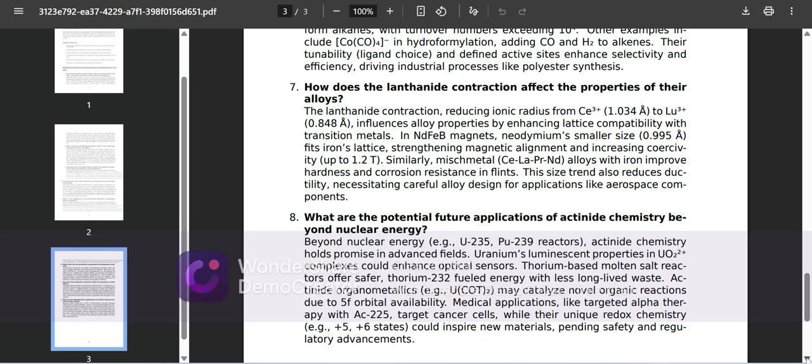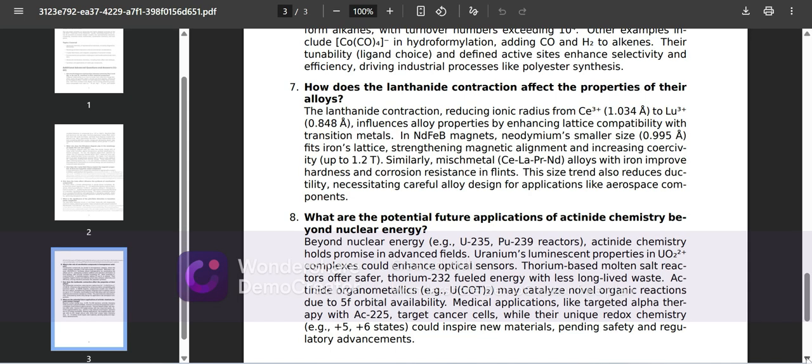neodymium's smaller size, 0.995 angstrom, fits the iron lattice, strengthening magnetic alignment and increasing coercivity up to 1.2 T. Similarly, mischmetal, Ce, La, Pr, Nd, alloys with iron improve hardness and corrosion resistance in flints.